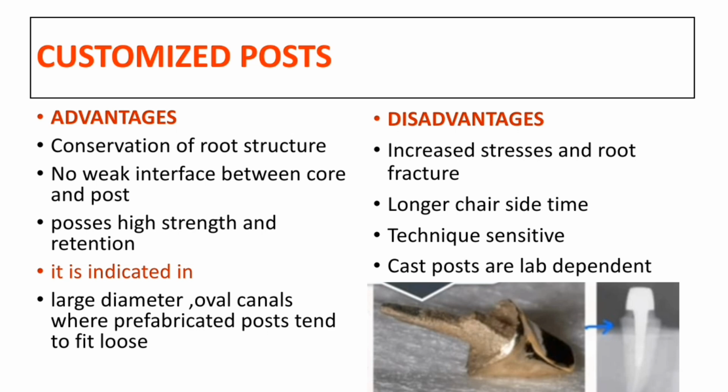Next are customized posts. Their advantage is conservation of root structure; we don't have to remove more root structure or modify the root. In a customized post, there is no weak interface between core and post, because during fabrication the core and the post are fabricated together, like we can see in the picture below, that is a gold post. They possess high strength and retention. Customized posts are mostly indicated in roots with large diameter oval canals, where prefabricated posts tend to fit loose.